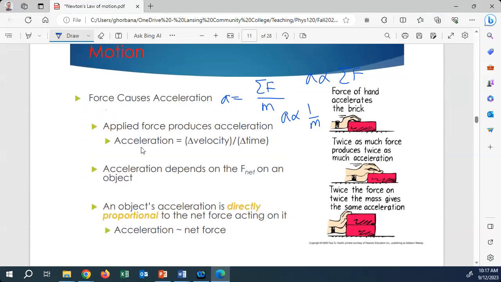Here, as you can see in the example, you are exerting force on a block. If you double your force, the acceleration will double with two hands. One force, now two forces. Acceleration will double. If you double the force and double the mass, the acceleration stays the same.